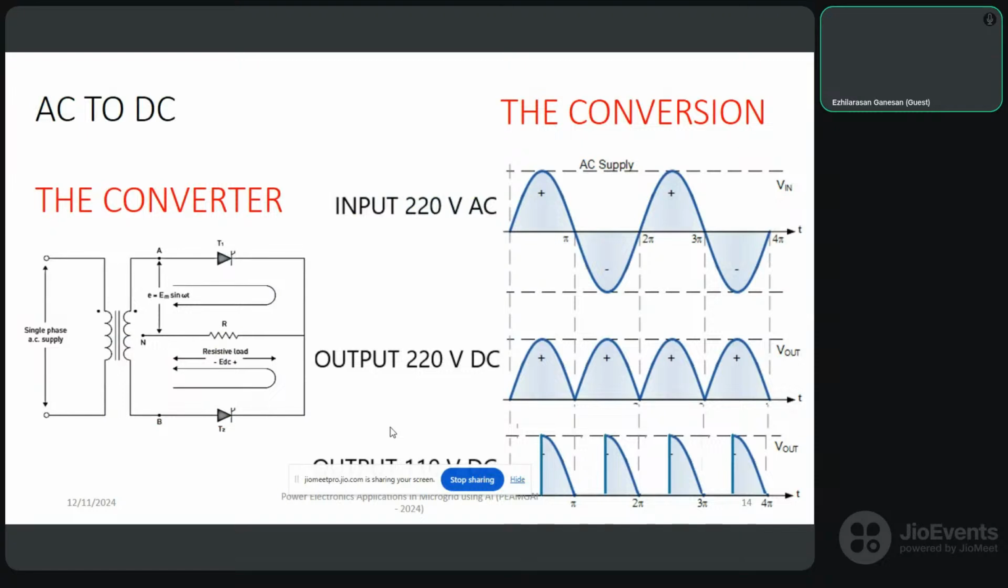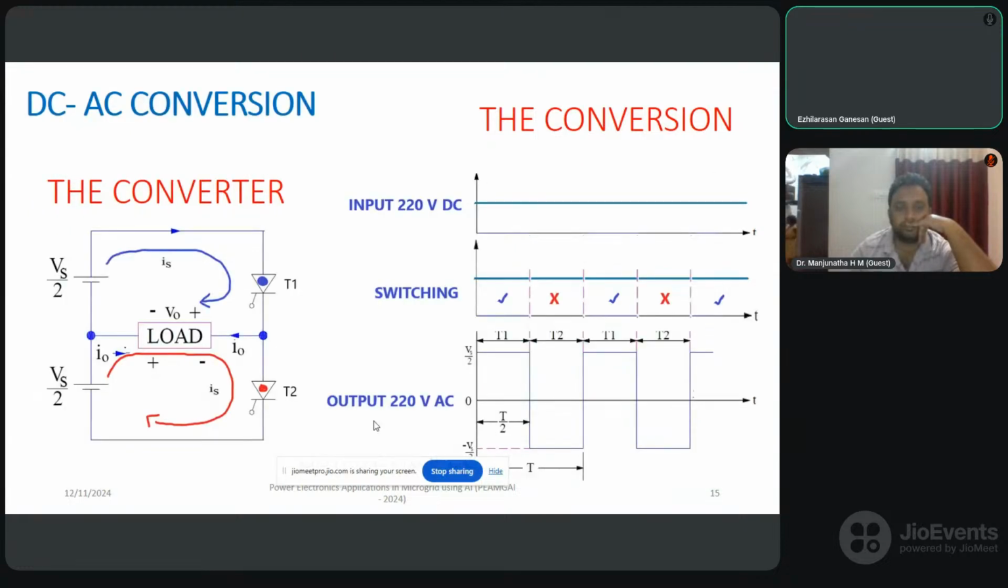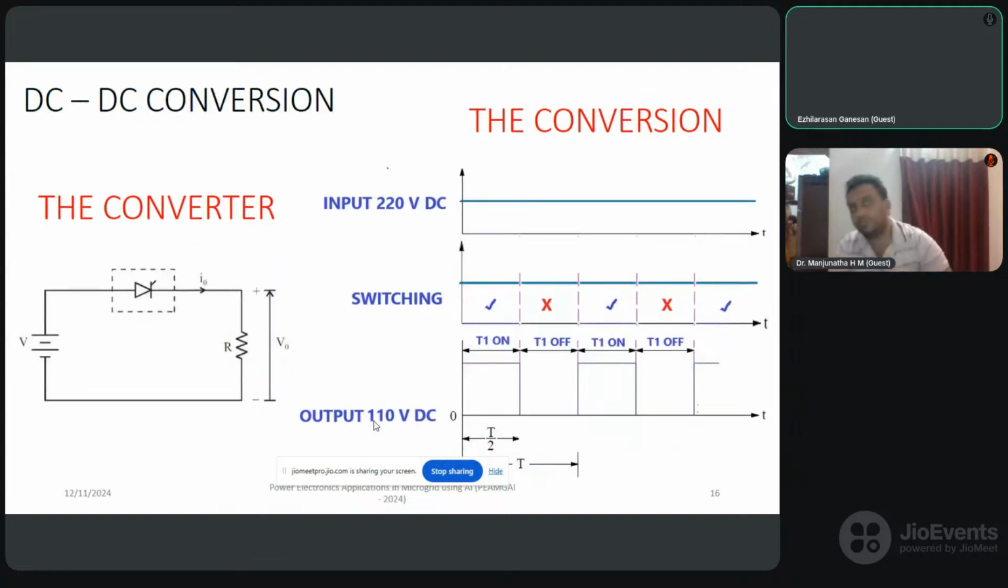AC to DC converter. Here also you can see the waveform is changed. The shape of the input waveform is changed. Here also you can see the shape of the input waveform is changed. So this is not, the output is not pure DC.